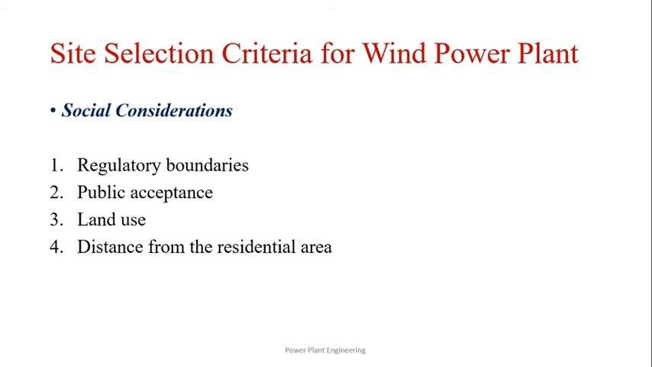Next point is public acceptance. The public is the most vital component of a region, and their opposition to an issue can lead to the abolishment of a proposed project or a planned site. Support of the public for wind energy generation is expected to be high in general, but proposed wind farms have often been met with strong local opposition.